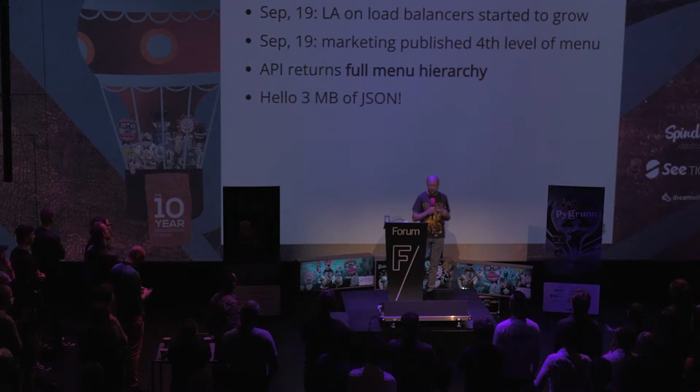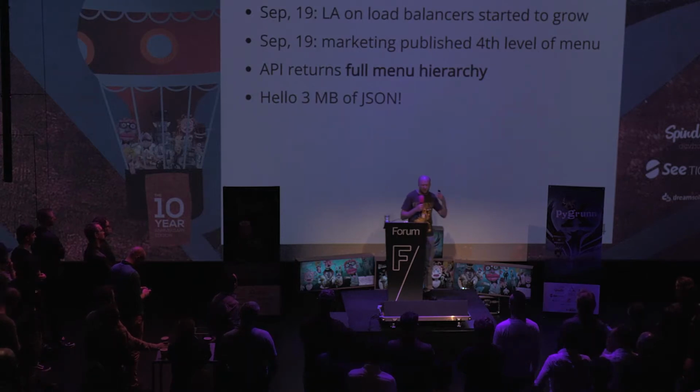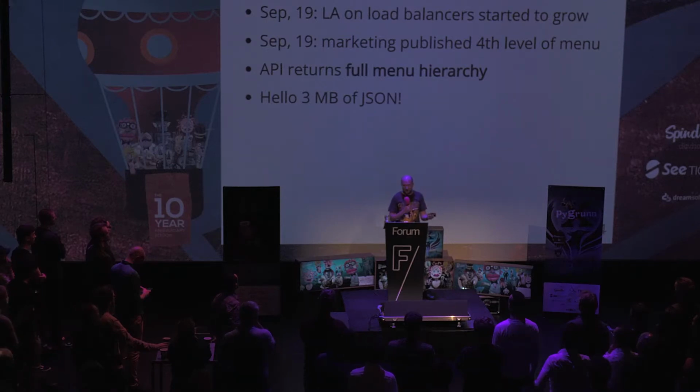And our API was really dumb, because it was built for 500 categories and it returned all the categories, and suddenly it became a 3 megabyte JSON file. But 3 megabytes doesn't saturate a network connection. It's almost like a static file. It's really cached and shouldn't be a problem.